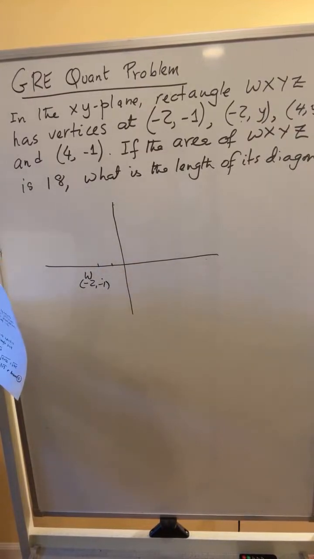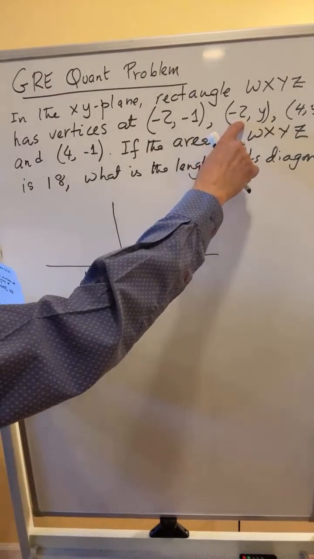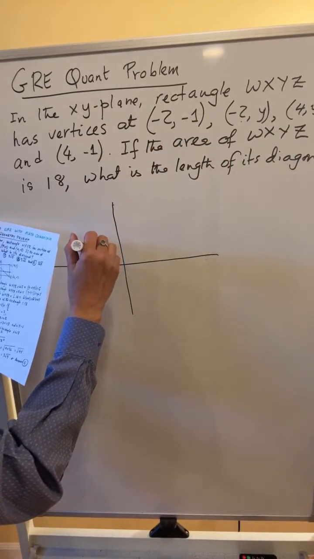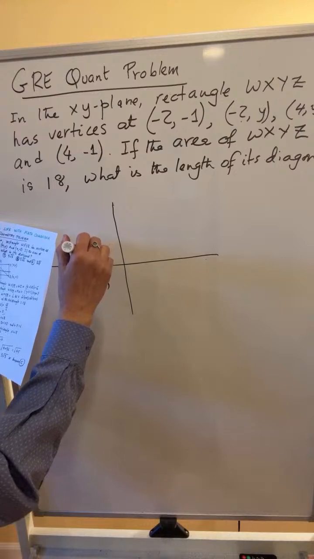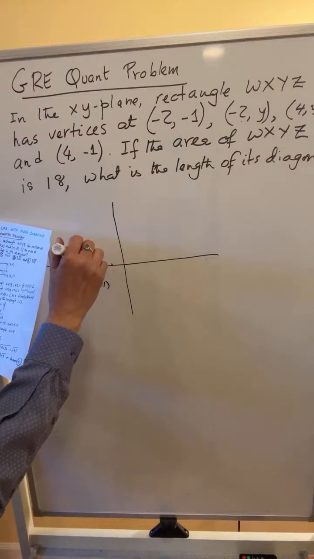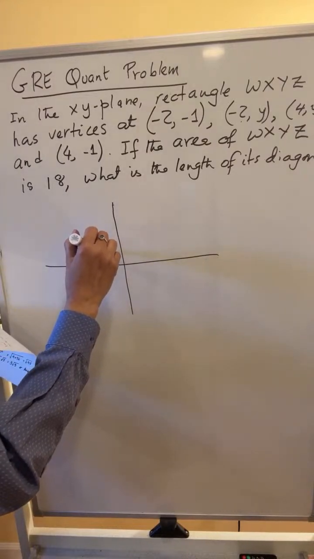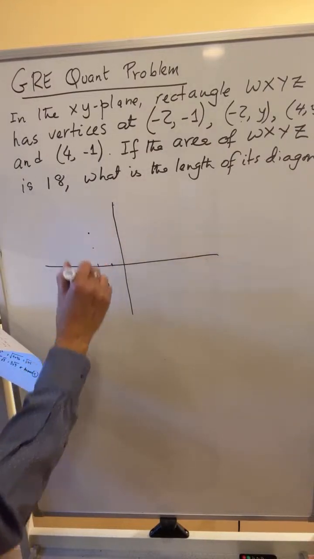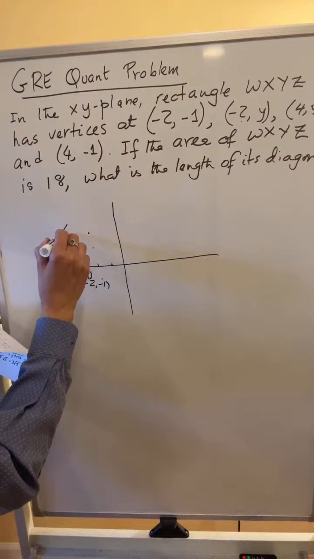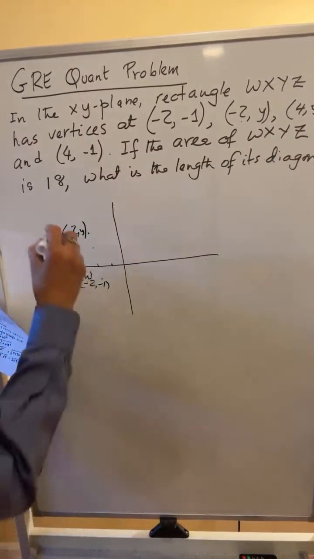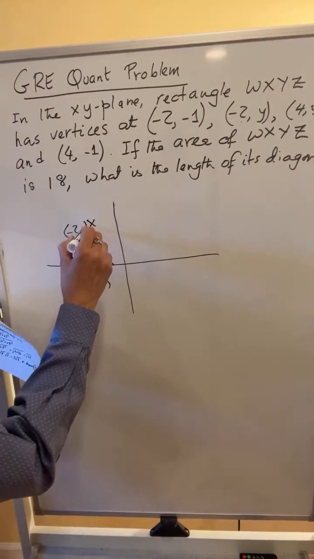Now X, next point is (-2, y). We do not know what y is, so it will be somewhere over here, (-2, y). Okay. And this is point X.